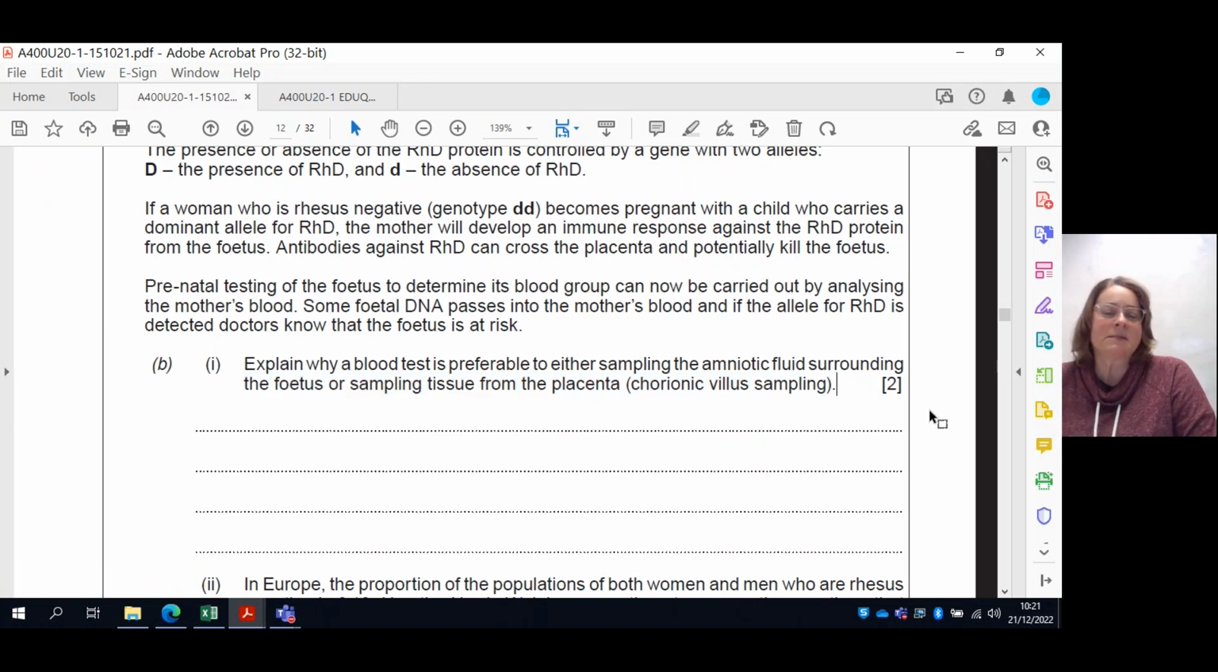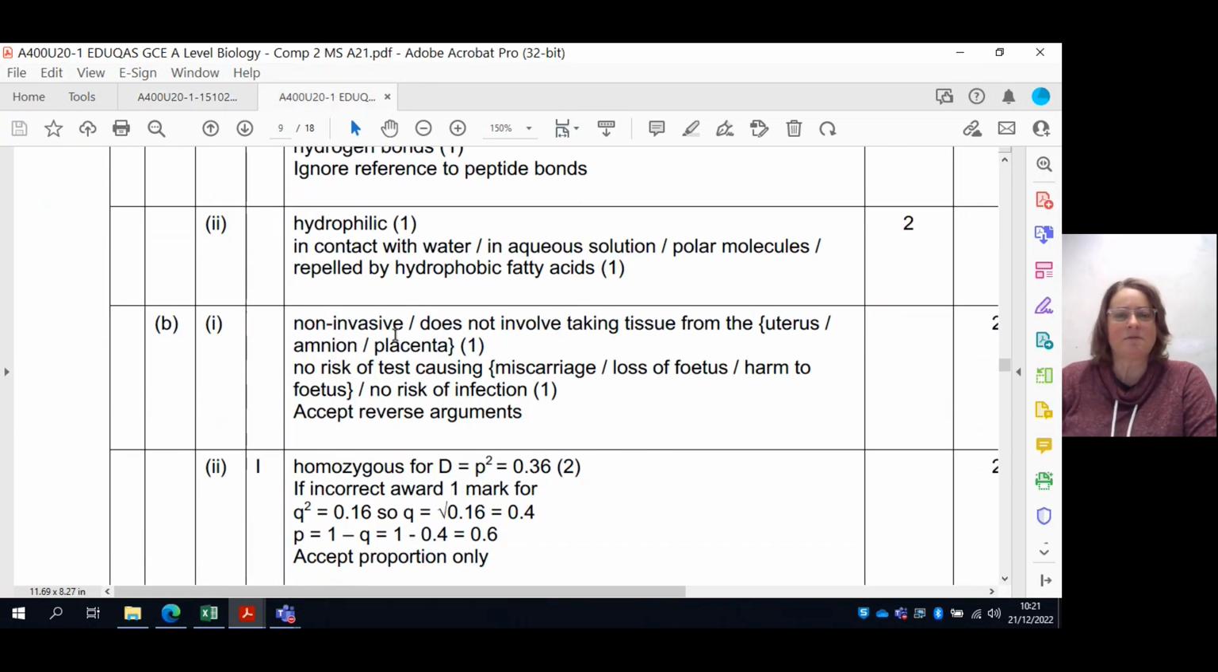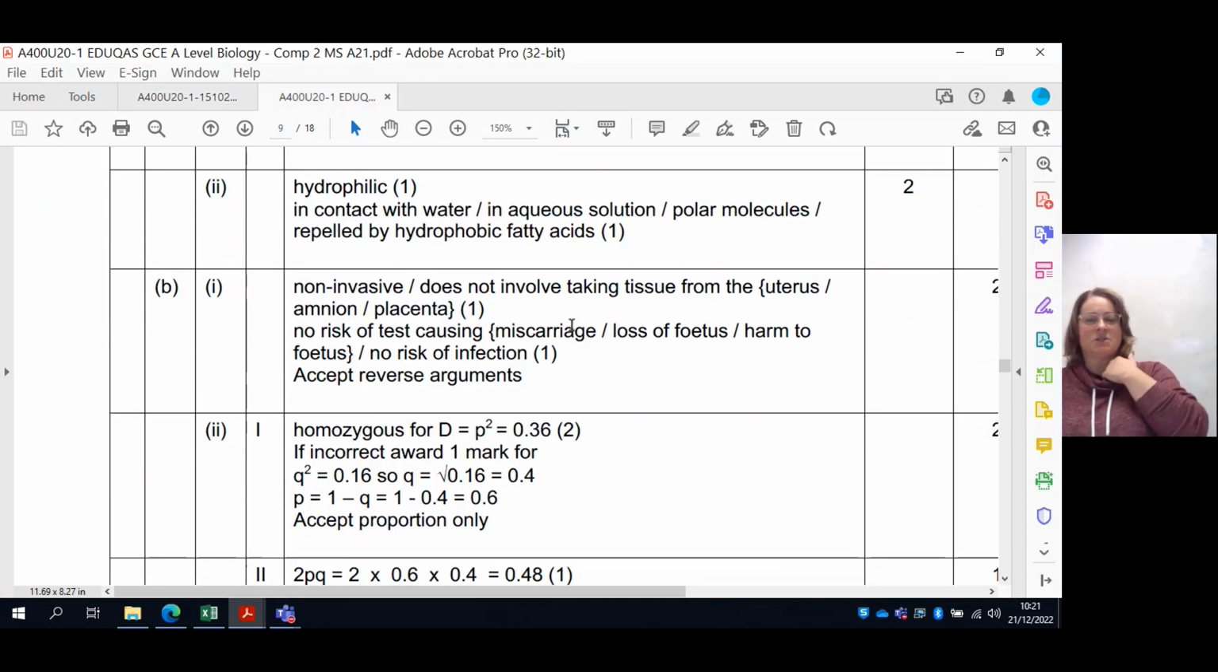So far less invasive to do a blood test on mom. And you do have baby's blood cells, you do have fetal DNA in mom's blood. So it's non-invasive, doesn't involve taking tissue from the actual amnion or placenta, and therefore no risk of infection, no risk of miscarriage, no risk of an accidental self-abort sort of thing, or harm to the fetus in whichever version. Obviously, if you argue it the other way around, that's absolutely fine too.